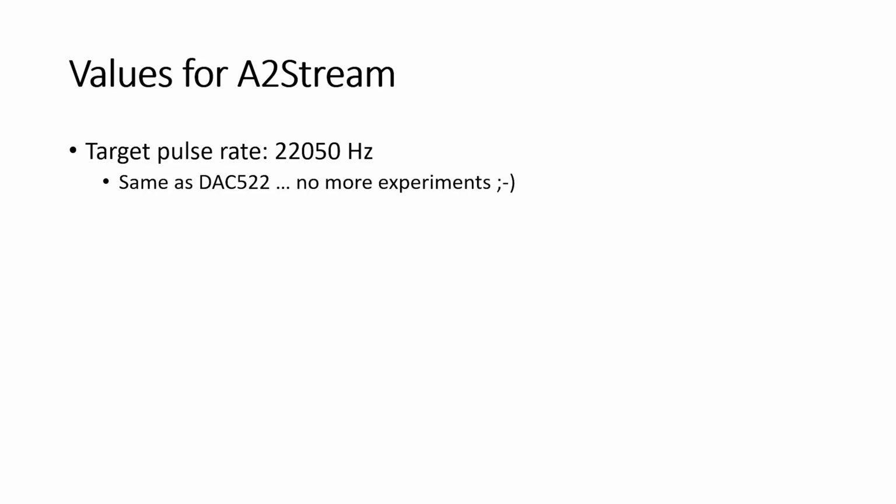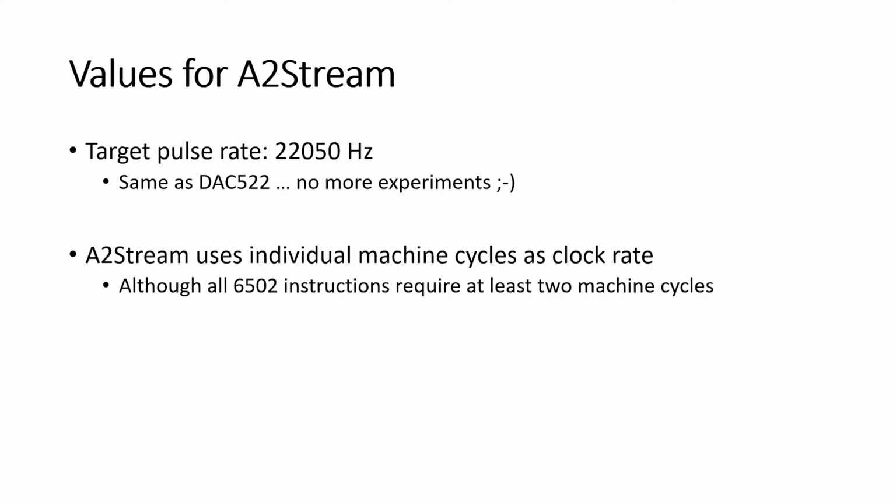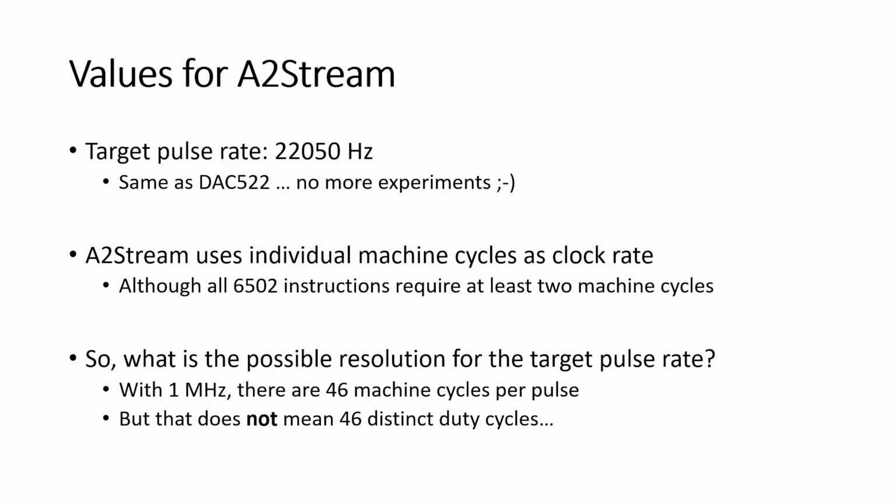So, what is our clock rate? You might think of it being individual instructions of the CPU. But this isn't true. A2Stream uses individual machine cycles as clock rate. This is although the instructions we have all require several machine cycles. Okay, so what is the possible resolution for the target pulse rate given? With 1 MHz, this means that we have 46 machine cycles per pulse. But that doesn't mean at all that we have easily 46 distinct duty cycles.